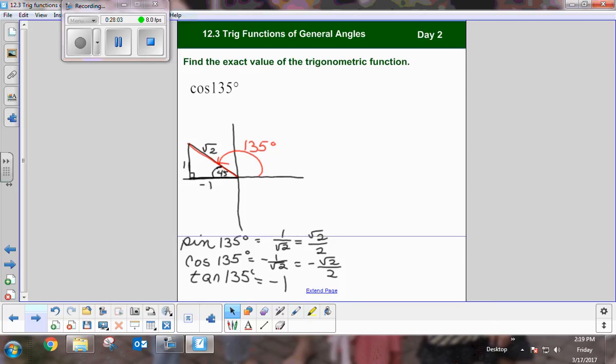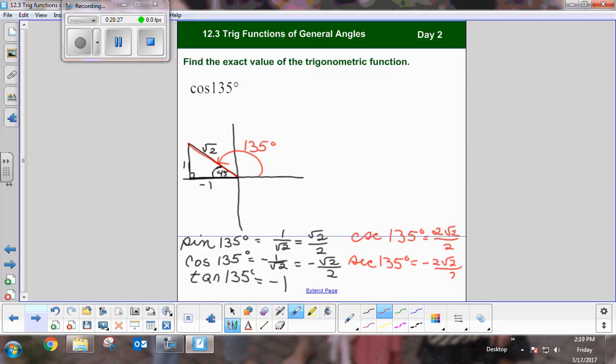Now we could, of course, do our reciprocals. So the reciprocal of the sine is the cosecant of 135 degrees is 2 over the square root of 2, which is 2 square root of 2 over 2. The secant of 135 is just going to be the same thing except negative. And the cotangent, the reciprocal of -1 is -1.